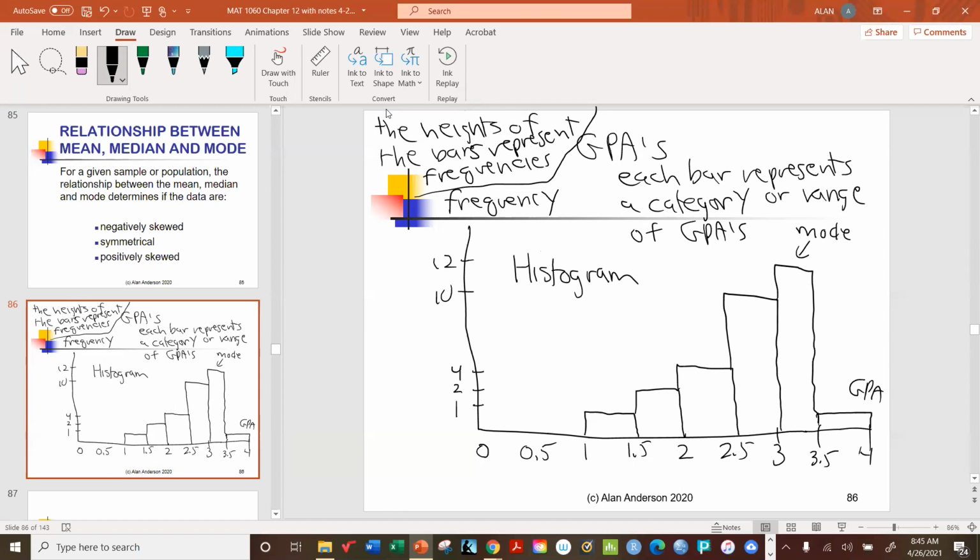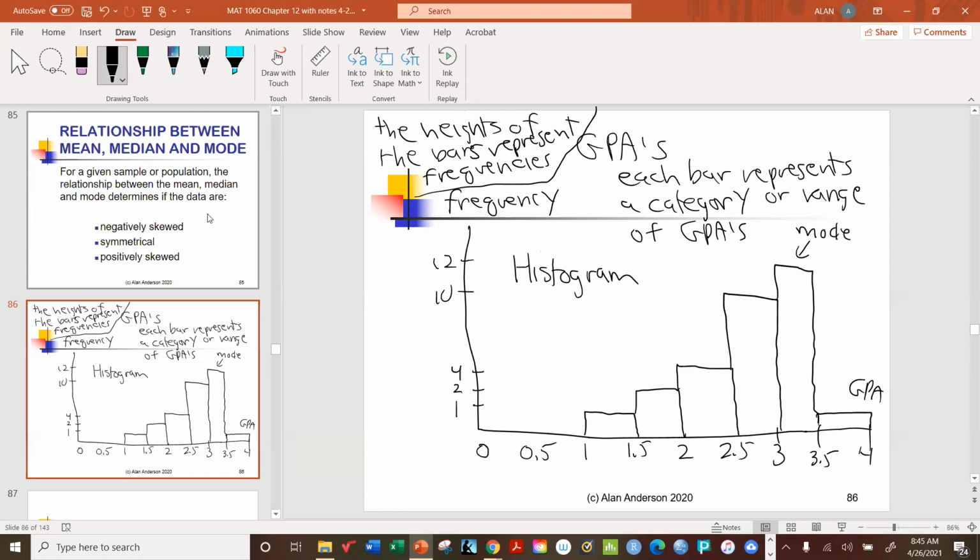Wherever we have the halfway mark, that would be the median. And then the mean could be almost anywhere in here. So the reason why I mention this now is because what we're about to do is based on histograms.